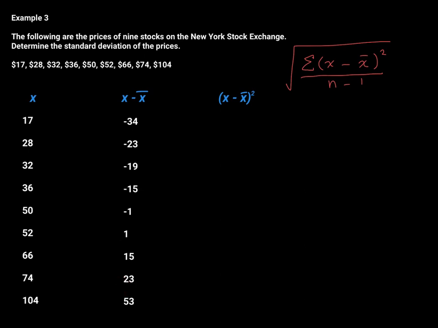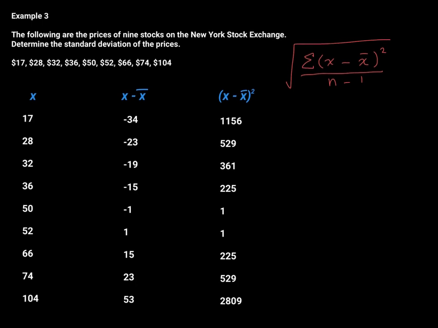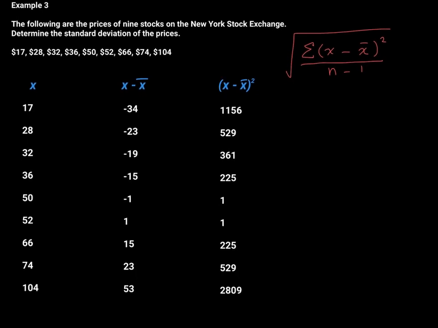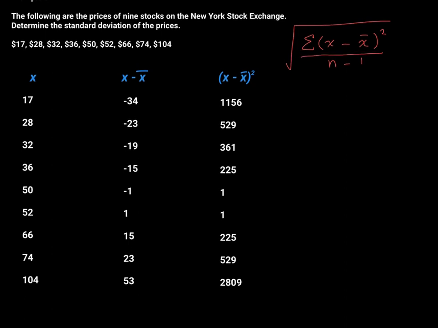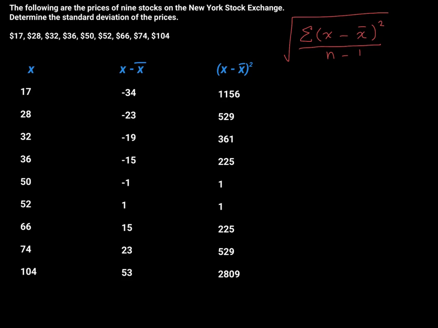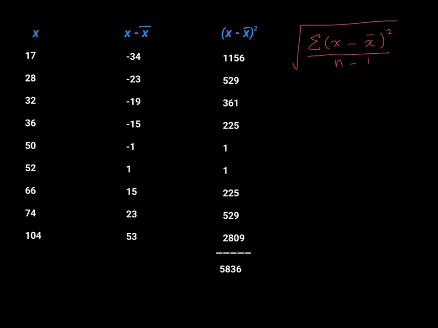Okay, the next thing I do is I square all of these numbers, negative 34 squared, negative 23 squared, negative 19 squared, and so forth, and put these squared values here in this column. All right, I have all those squared values. Remember, what I need to do next is sum all. I'm at this step right here, folks. So sum. I need to sum all of these values. Let me move this up. All right, I have my sum.